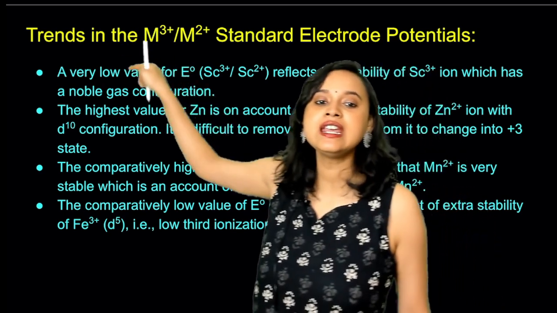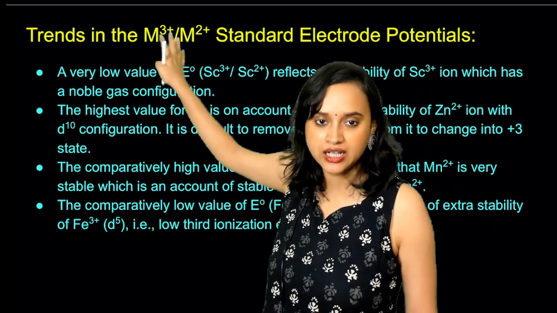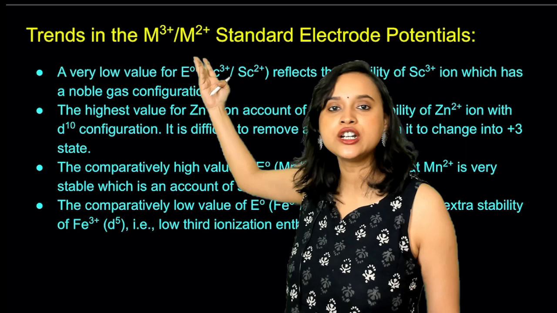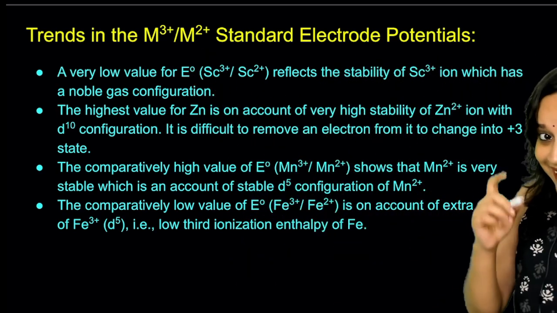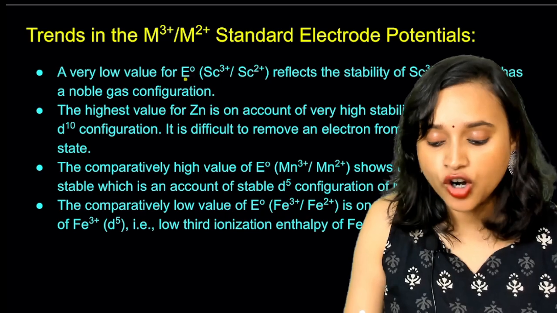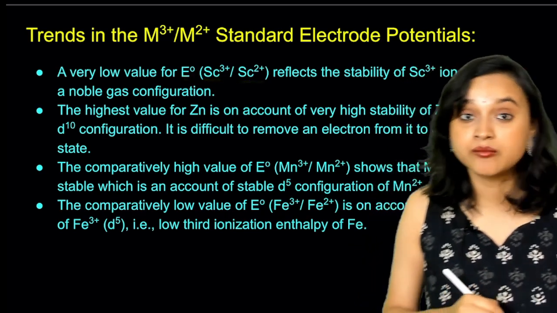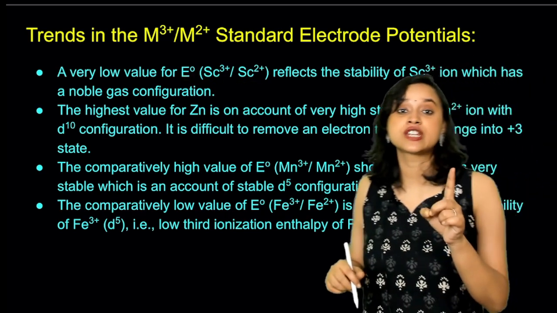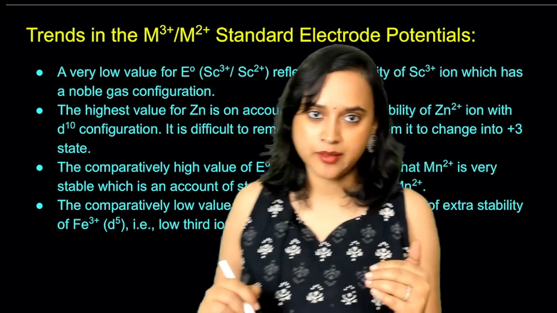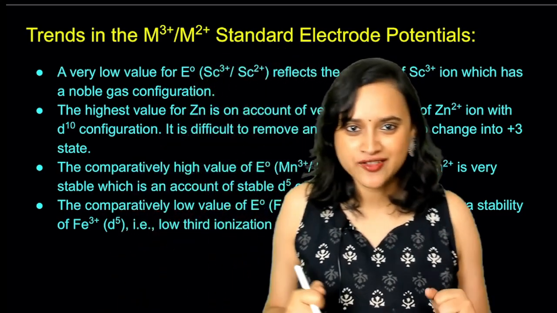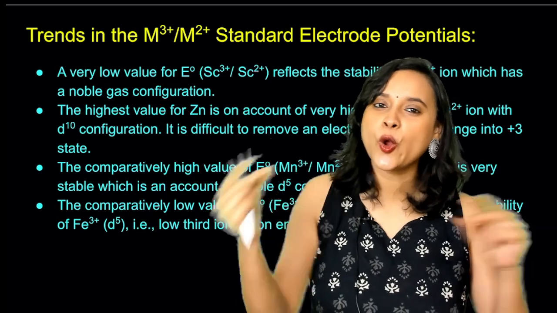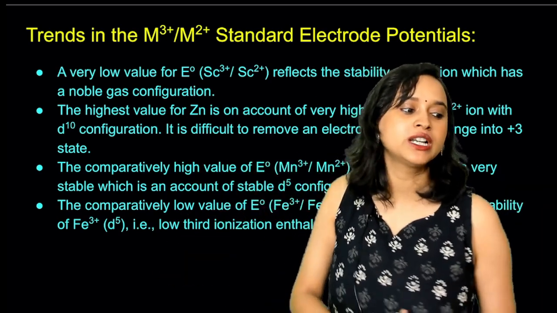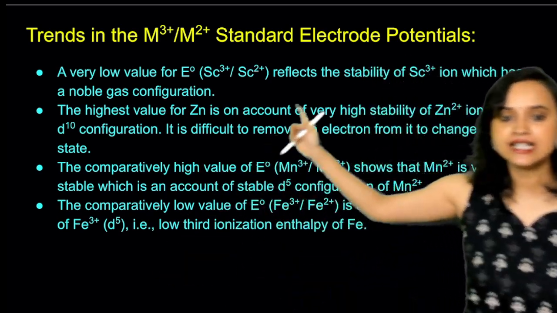Now we're going to understand M3+ to M2+. That means 3 electrons. After giving away 3 electrons, if you want to convert it to M2+, then what will happen? You will notice that there is a very low value for E naught for Sc3+ to Sc2+. That means that Sc2+ is not so stable. Sc3+ is very stable. Look at the electronic configuration of scandium: 3d1, 4s2. If it gives away 3 electrons, it will get converted to a noble gas configuration, and that is a very good thing for it.